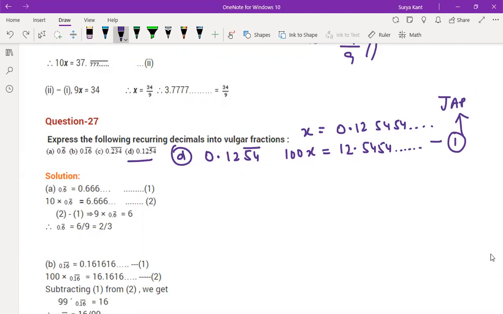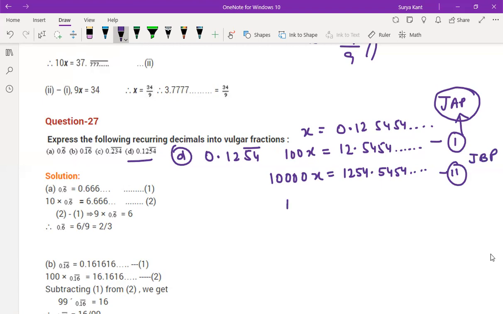Next equation is, now we have to send this 54 also to the other side. Then you have to multiply by what? 4 zeros. 1, 2, 3, 4 zeros. x is equal to 1254.5454... Understood? Why are we writing 1 followed by 4 zeros? We are not considering 10x and 1000x and all. Directly we are going to JAP. This is a trick. Just after point and just before point.